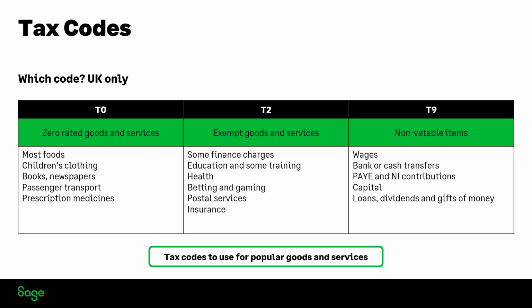Now, speaking of which, tax code should I use? It's a very common one. So Debbie, you mentioned, will I be covering T0, T2, T9? I hope that's giving you a little bit of an insight into that. There's only so much we can cover on that one.